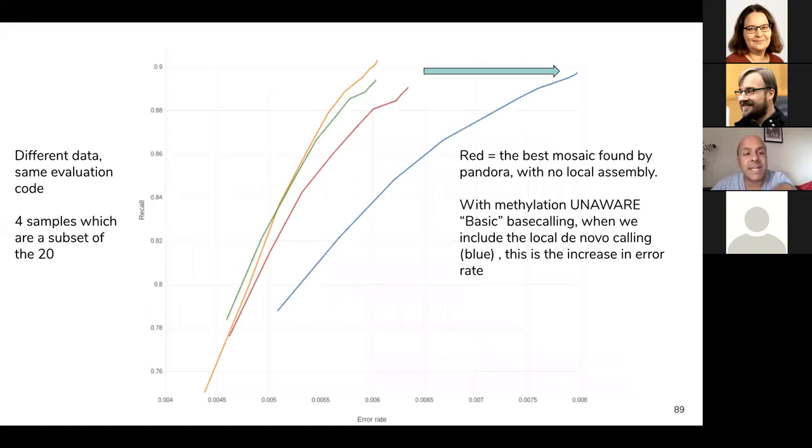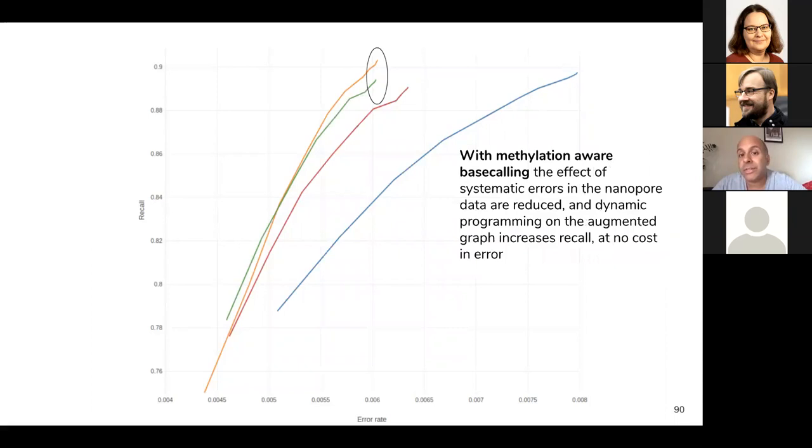So here's different data, unfortunately, because now it's only 4 of the 20 samples. And in red, I've got the best mosaic found by Pandora with no local assembly, based on methylation-unaware normal base calling. And when I go from the mosaic to adding de novo assembly, that's what this arrow takes us from the red to the blue. This x-axis movement is the increase in the error rate. So that's the penalty you pay when you've used normal base calling. If you use methylation-aware base calling, then you go from the green to the yellow. There's a really appreciable difference, at least in E. coli.